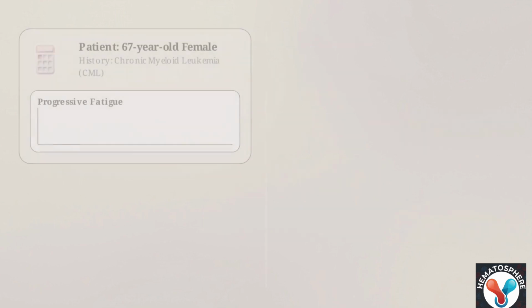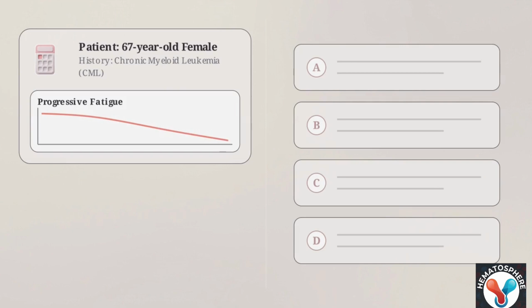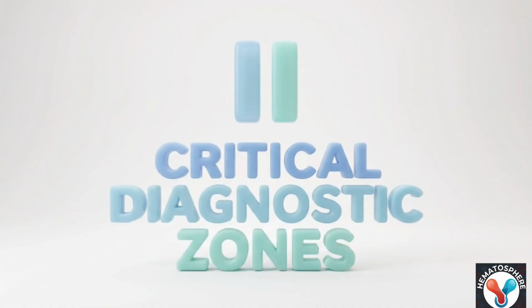This third scenario describes a 67-year-old patient with known chronic myeloid leukemia presenting with progressive fatigue. The lab results show 15% blasts in the marrow and 22% basophils in the peripheral blood. Pause the video here. Before we proceed, commit to the exact blast thresholds that separate the different phases of CML.